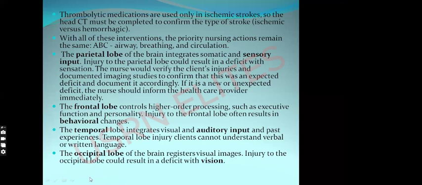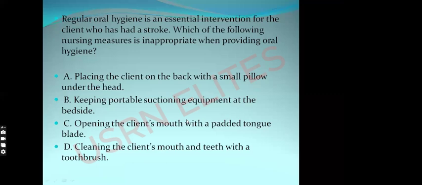The occipital lobe of the brain is also responsible for vision. An injury to this will impair vision. I think we are done with what we want to say about strokes for now. Let us try some questions on all that we've talked about and see how best we can use them.